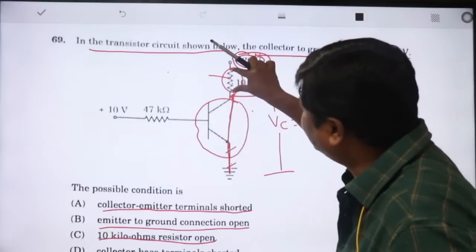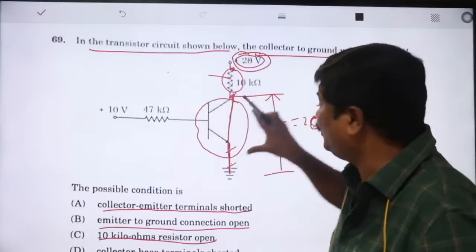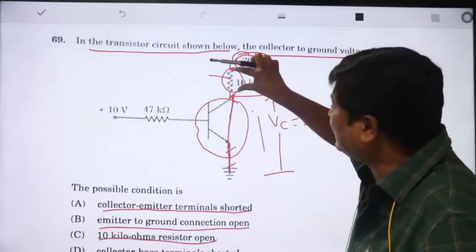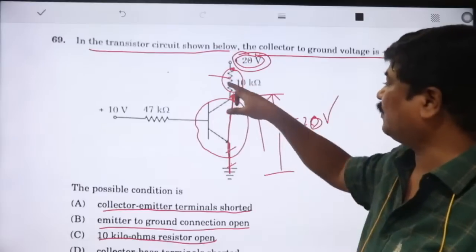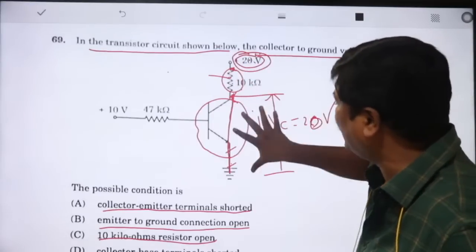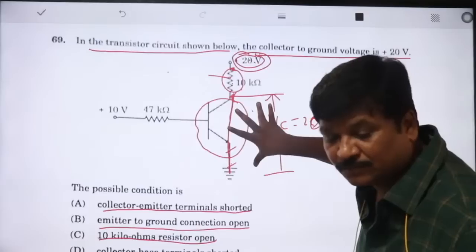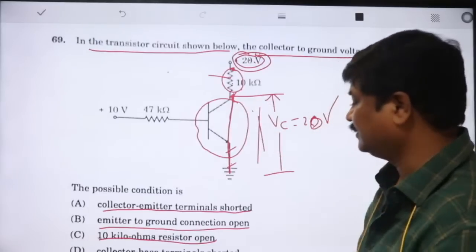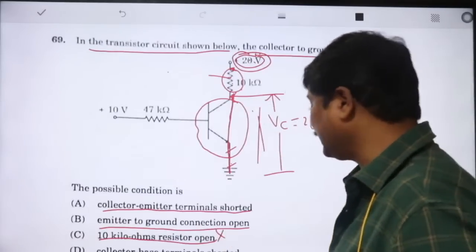Voltage, because voltage across the open is available. We need voltage across this one, not across this one. If you open this one, what happened? The entire voltage is available here, not here. Have you got it? So this is also not the answer.